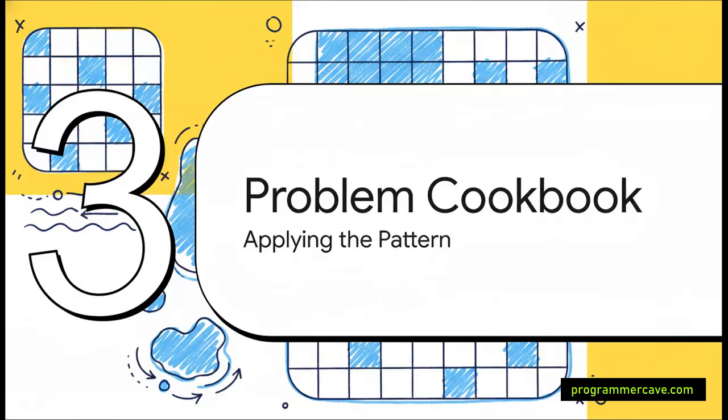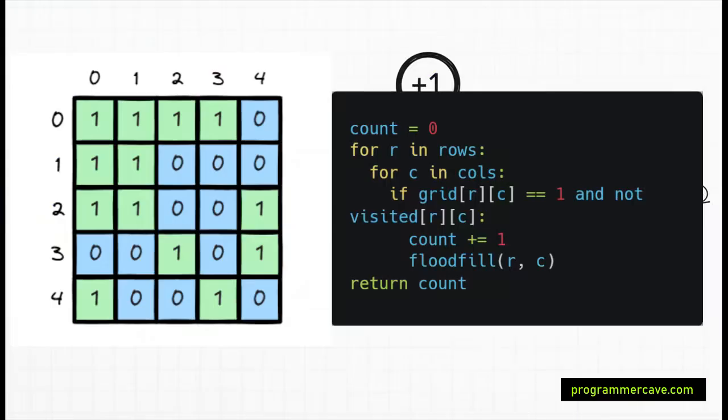All right, we've got our toolkit. Now for the fun part, let's see this thing in action. We're going to go through a sort of cookbook of classic grid problems, and you'll see just how many different recipes use these same core ingredients. First up, the absolute classic, number of islands.